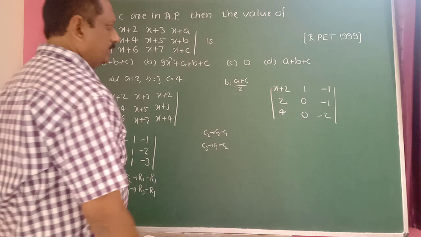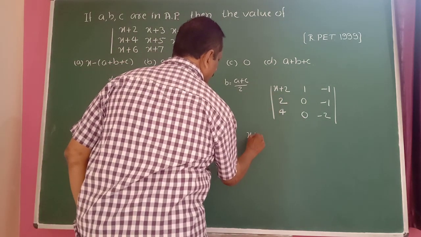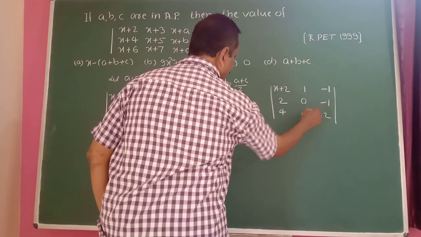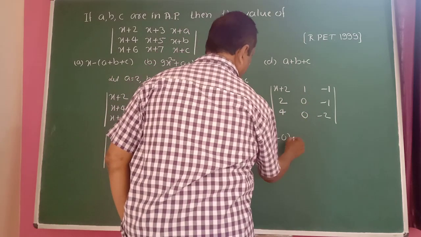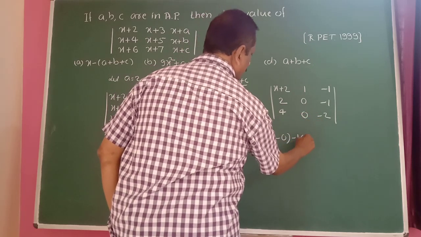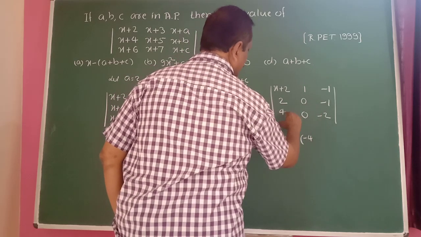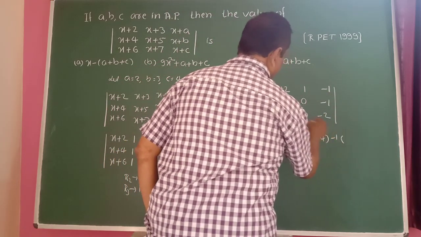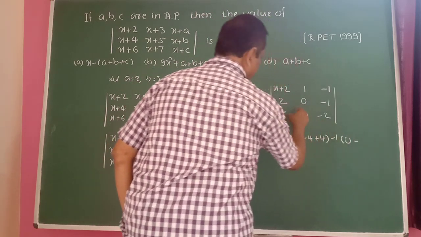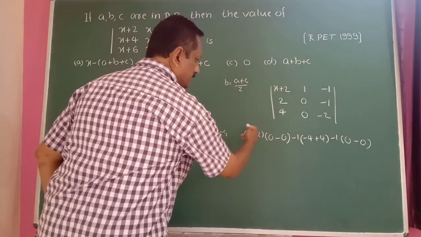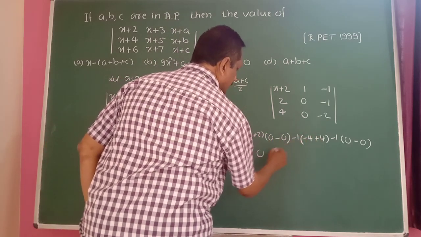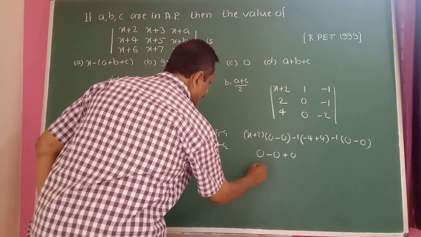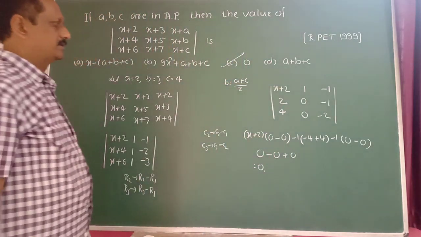Therefore, this is equal to x plus 2 here. This into 0, 0 into this is 0. 0 into minus 1 is 0. Then 1 minus 1 into 2, 2 fours are 4. Minus 4 into minus 1 gives plus 4 here. Then minus 1 here. 2 into 0 becomes 0, and 0 into 4 becomes 0. So this becomes 0. 4 and 4 cancel, again it is 0. The last term is also 0. Hence the answer is 0. Third option is correct.